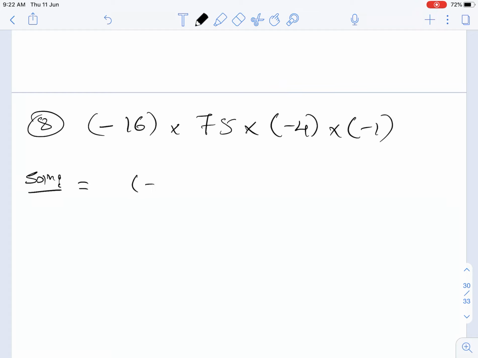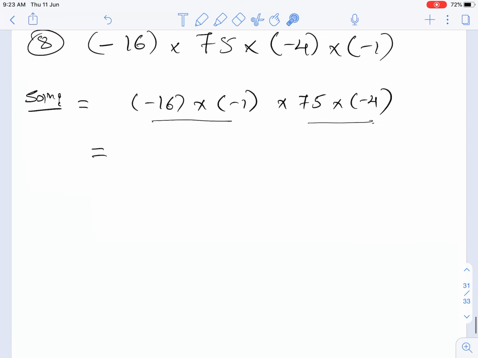We'll write it as minus 16 into minus 1 into 75 into minus 4. Remember that we have not changed the sign of any number. Signs are the same: 75 positive, the minus came here, this minus as it is. We have just changed their position. Minus 1 was present at last, and we brought it to the second place. Now we can pair it and solve it using the pairing property.